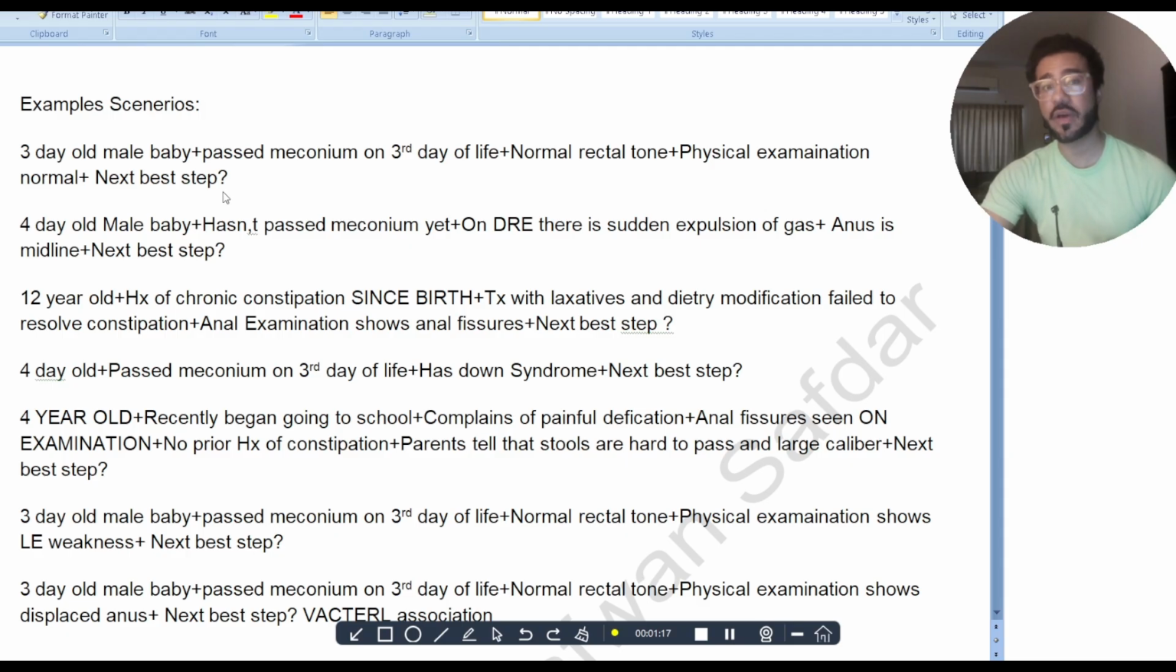What happens in cystic fibrosis? There is thickening of the secretions, so the stool or the meconium becomes really thick and hard, so it is unable to be passed frequently and on time.